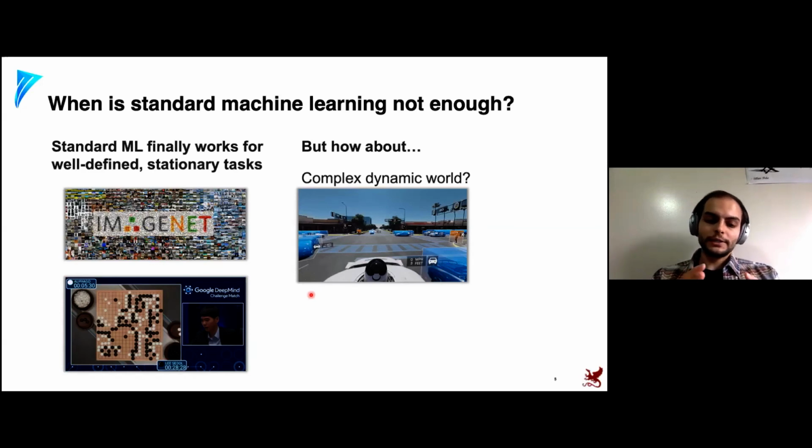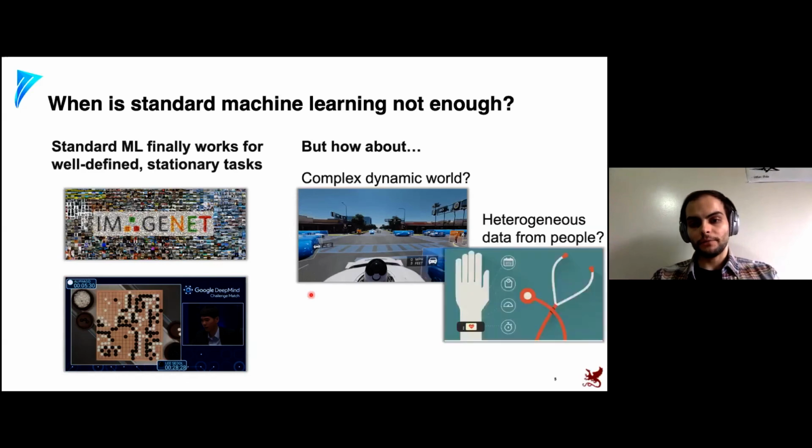Or you can characterize it as a world that is changing, and maybe at a given instant of time you are in one distribution, and at another instant of time you're in a slightly different distribution, etc. So this non-stationarity comes into the picture. Another application of interest could be heterogeneous data that we collect from people. A lot of these IoT devices collect a lot of data from us.